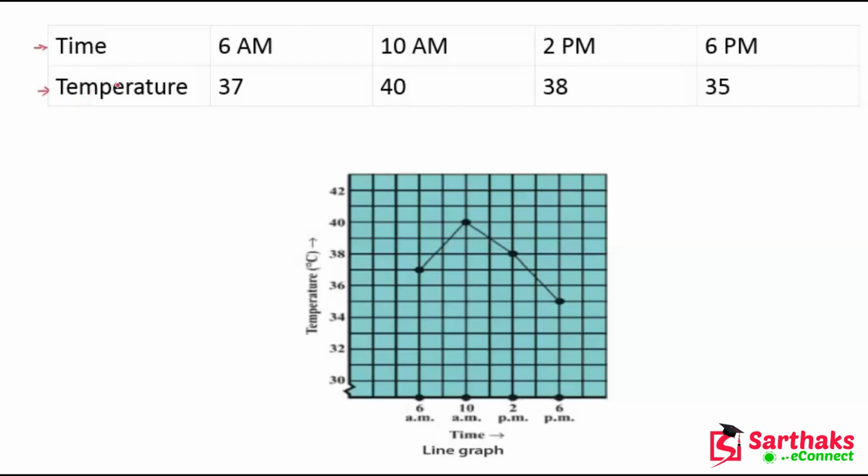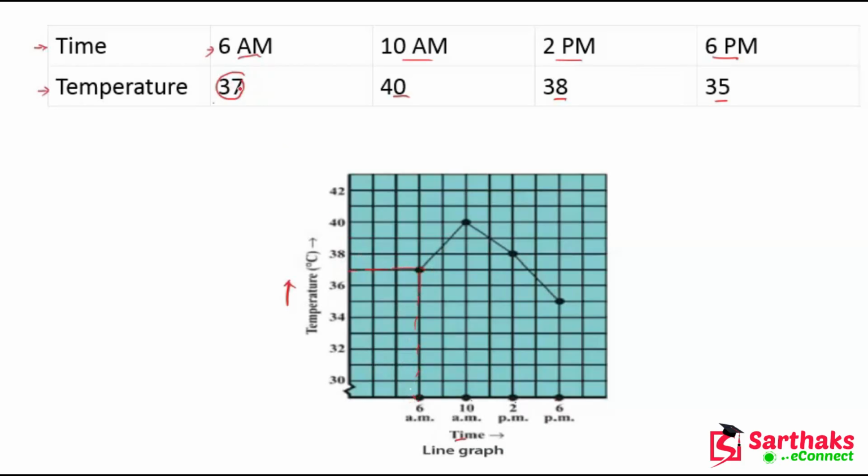And we are going to draw a graph. So first of all we are drawing a graph like this. On the x-axis we are representing the time and on the y-axis we are representing the temperature. Time is 6 a.m., 10 a.m., 2 p.m., 6 p.m. Now the temperature is 37, 40, 38 and 35. If we represent this, at the time of 6 a.m. the temperature is 37. So this is the first point.